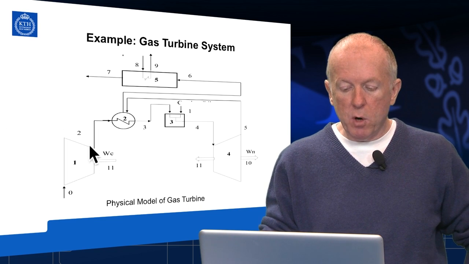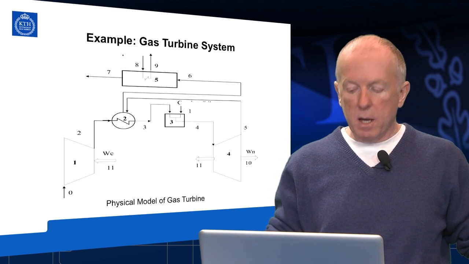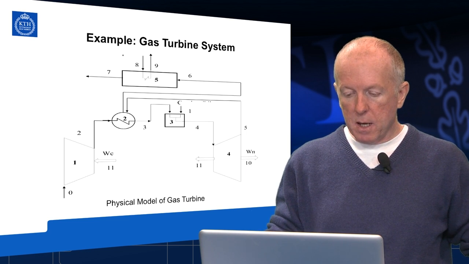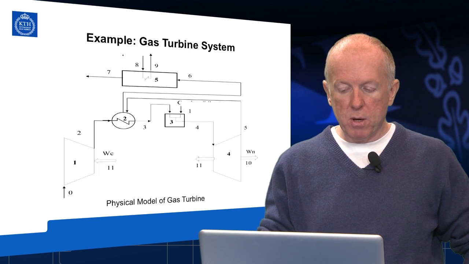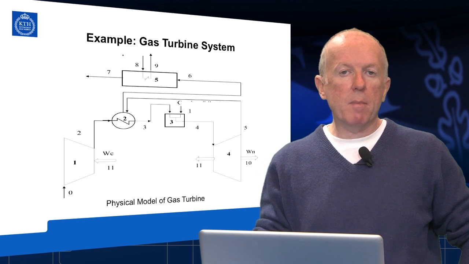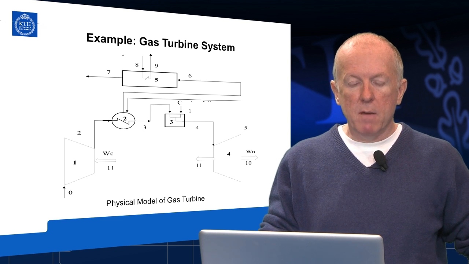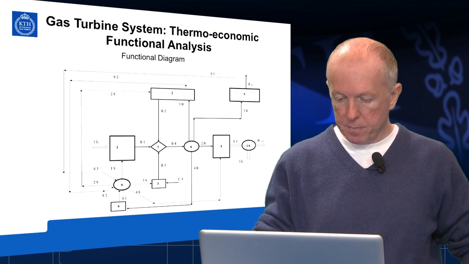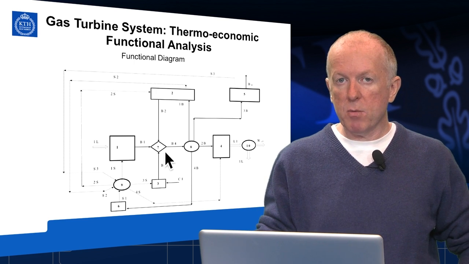So now we have to transform this physical diagram, the physical model, into the functional diagram. The functional diagram is in the next slide, and it is mostly composed of real components, so compressor, combustor and so on, but also of some branching units, some junction units, and one virtual unit which represents the external environment. So this is the functional diagram of the gas turbine that we have seen so far.